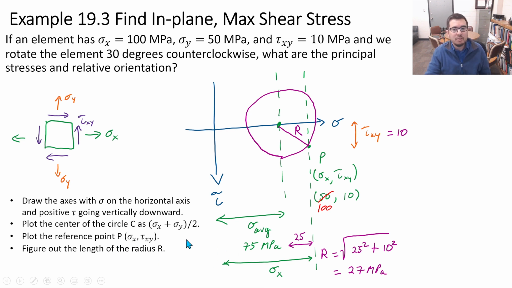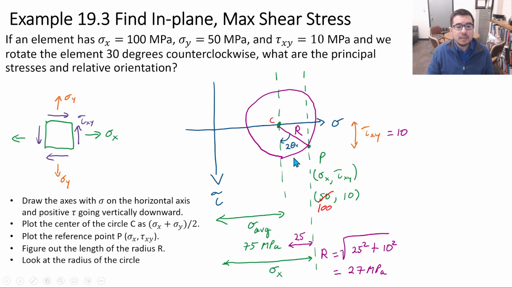But what do we need to do? Well, we need to get vertical. We need to rotate this CP line, I've said CP multiple times, but C is the center. So we're saying CP, rotate that line such that it gets vertical, and that will give us maximum shear stress.